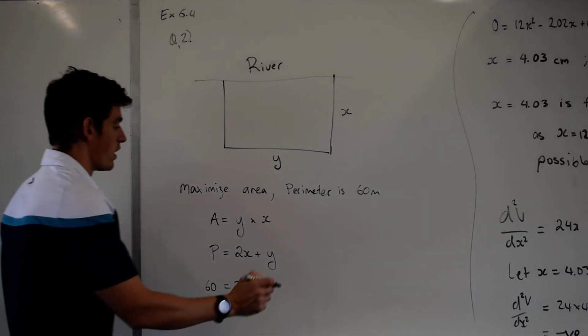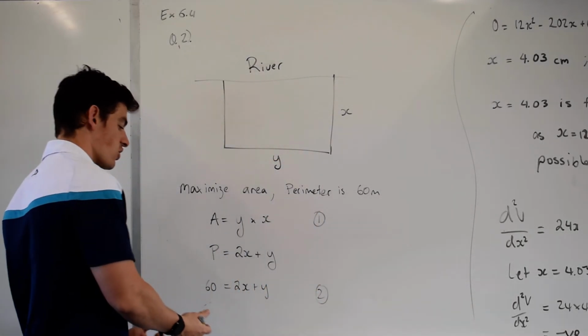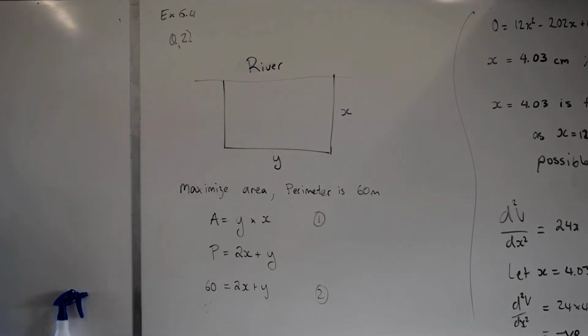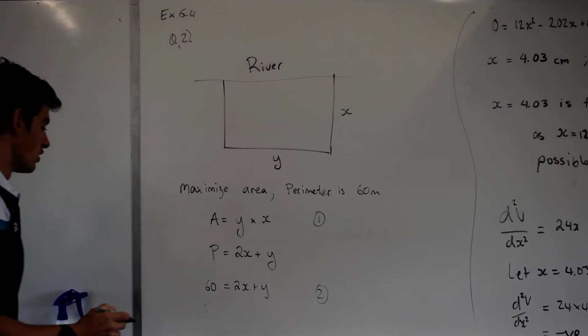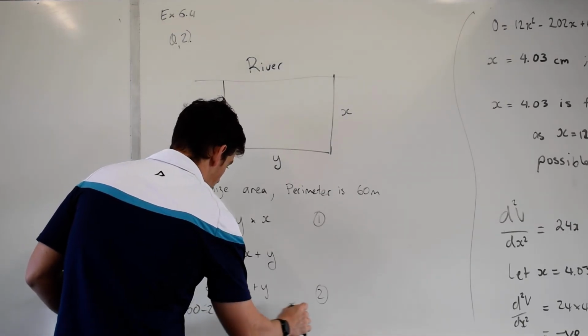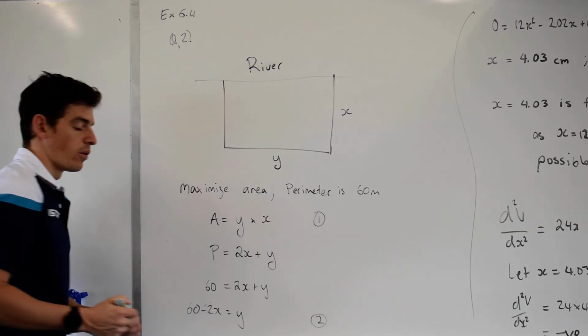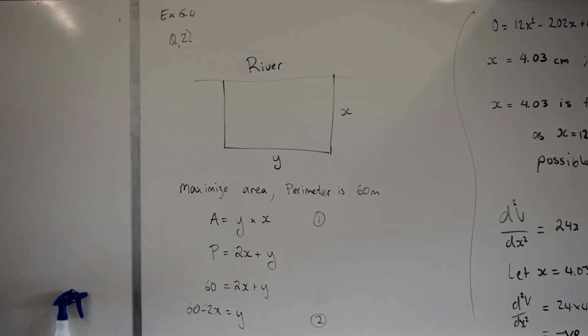Because we've got equation 1. Yep, and equation 2. We need to rearrange equation 2 to get something by itself. Whether it's x or y doesn't matter. What would you get by itself here though? Y, because it's a lot easier. So 60 minus 2x equals y. We might even call that 2. What are we going to do with that? Sub it into 1. Sub it into 1.